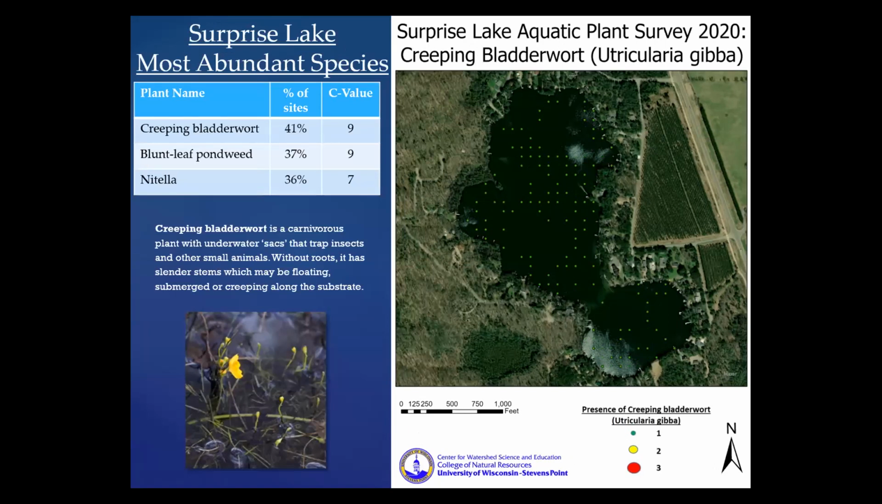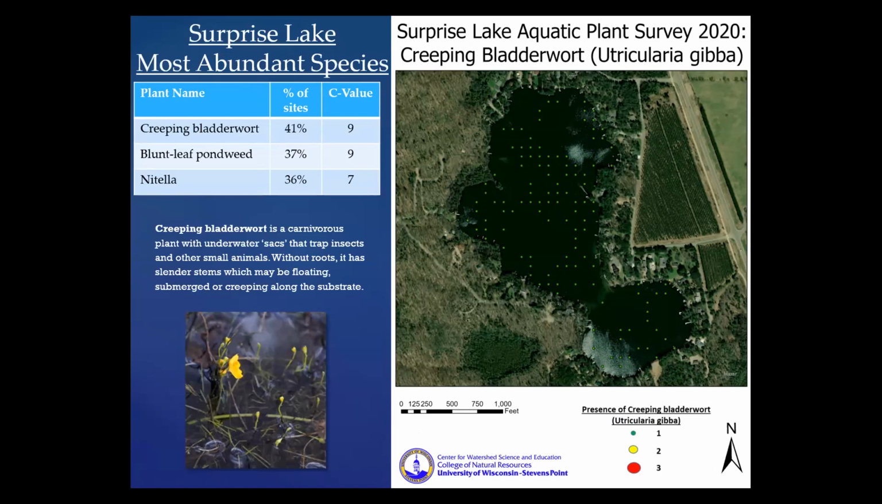The 3 most abundant plant species that were observed: the most abundant was creeping bladderwort, which has a C value of 9. So your most abundant species was actually a pretty sensitive species. That speaks well to the health of your lake. Creeping bladderworts are actually carnivorous plants.